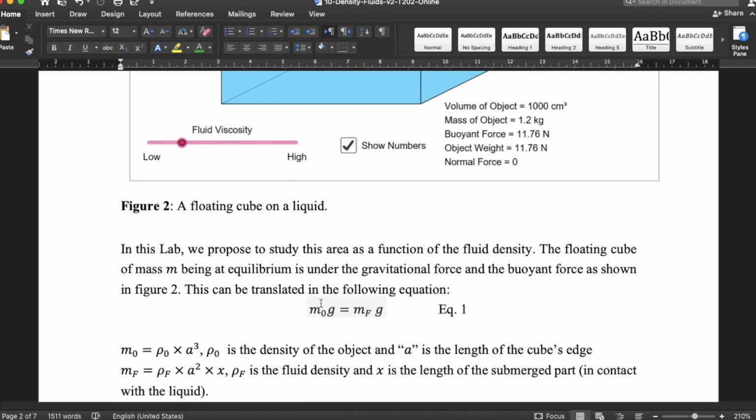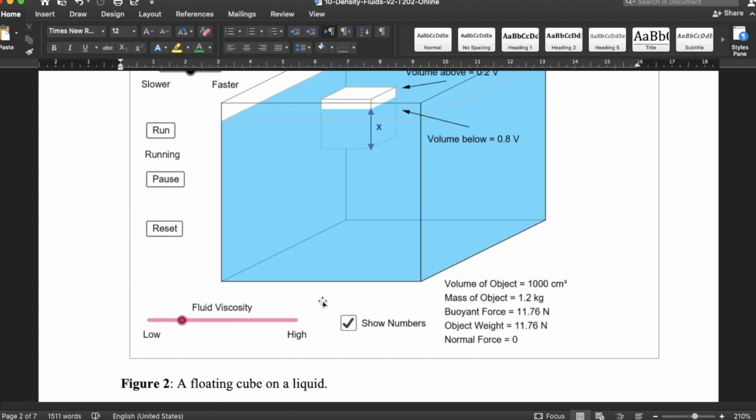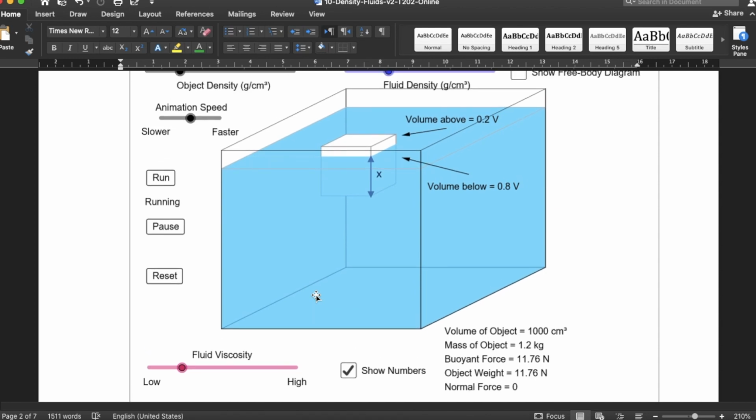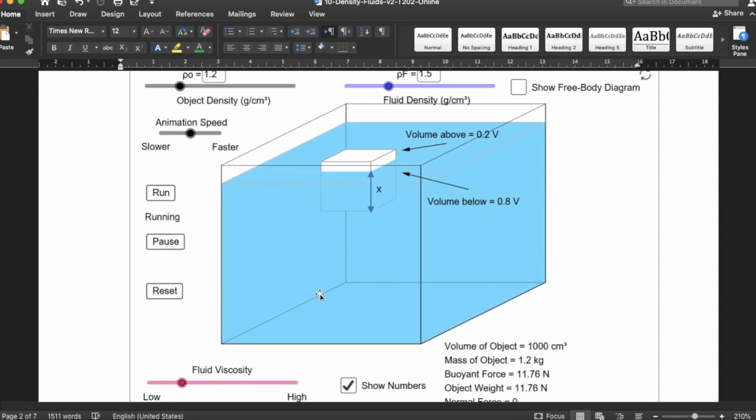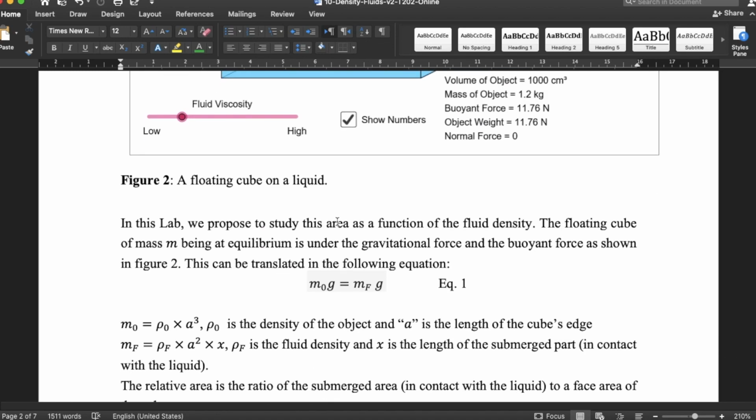Now there is an important quantity that is of concern in this part, which is the relative area. Now notice that this cube is in contact with the fluid in 5 areas, or in 5 surfaces. We have 4 lateral faces, so to speak, 1, 2, 3, 4, and 1 on the bottom, so a total of 5. So the relative area is defined as the area that is in contact between the object and the fluid relative to a square, as you can see here.